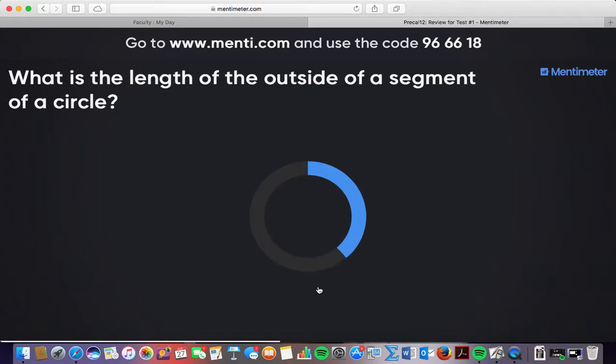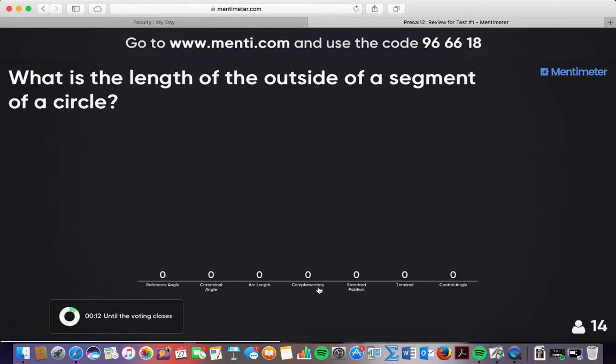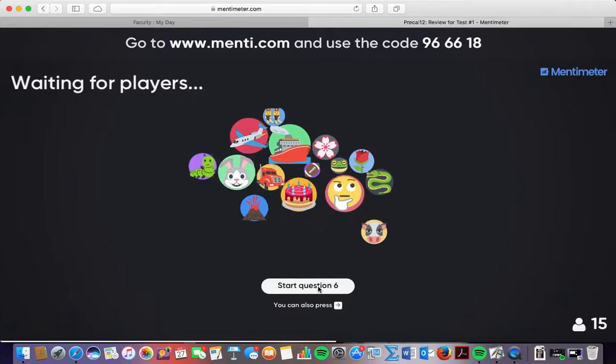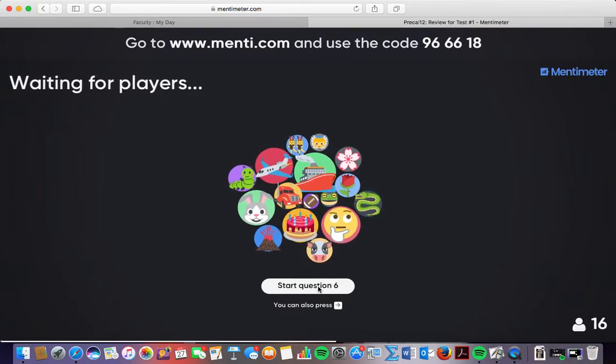What is the length of the outside of a segment of a circle called? Oh, that's a good one. I think someone's going to miss one here. This one's tough. Oh, that was wrong. It wasn't standard position, and I messed that up. I put the wrong one. What is it? Arc length. Wow. I messed up a lot. My fault on that. Everyone missed it, so we'll call it even. Here we go. Next one.